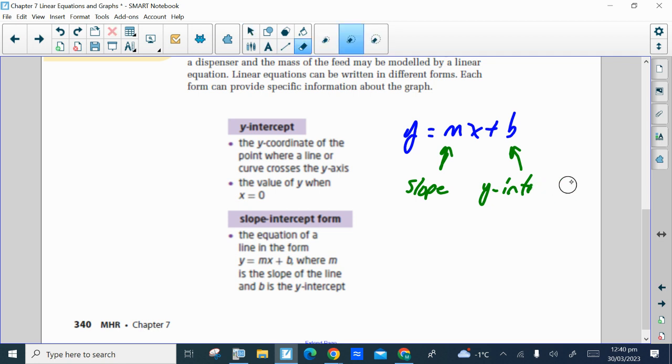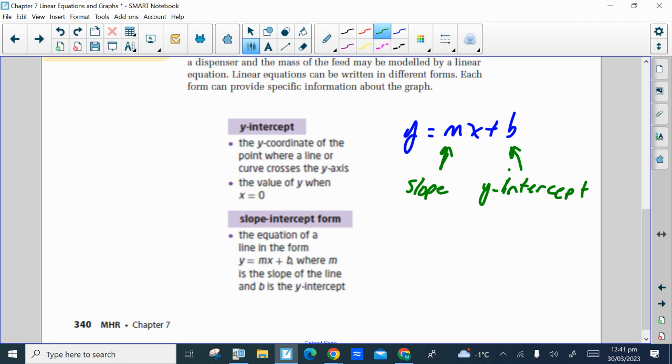Okay, so this is supposed to be the y-intercept. It's where the graph crosses the y-axis.